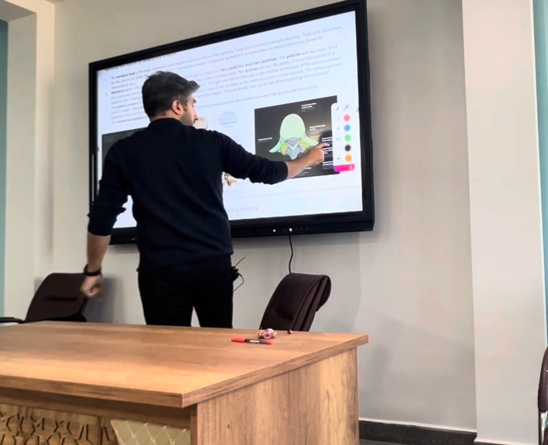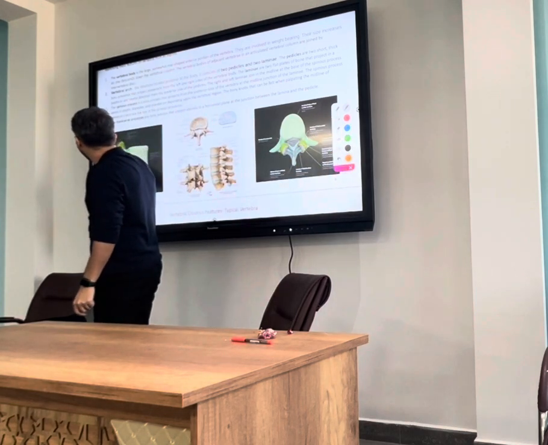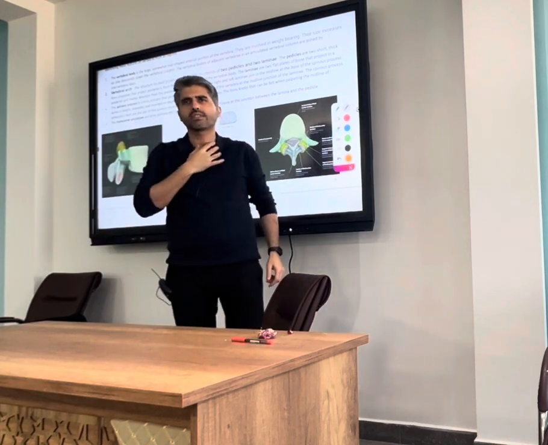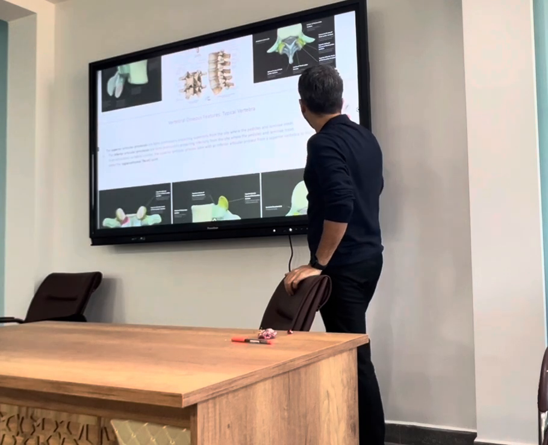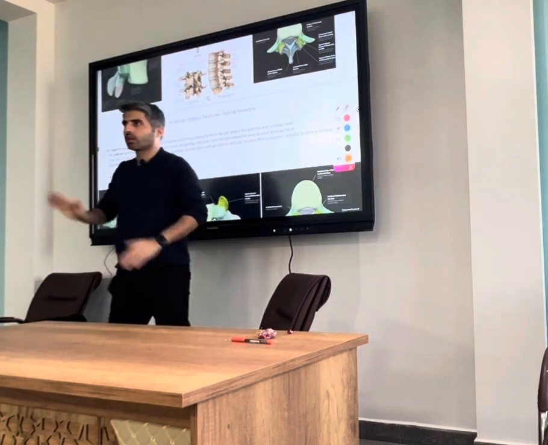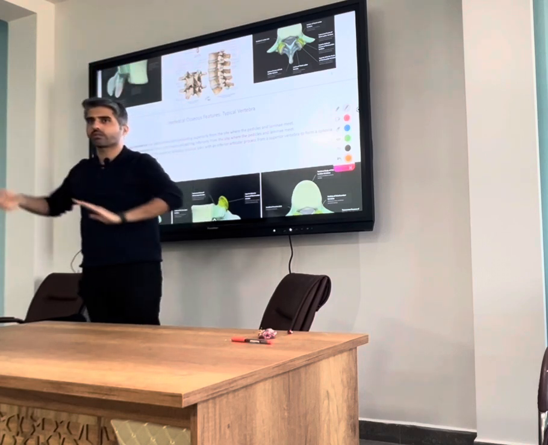In this picture you can see again superior articular process, inferior articular process. What is the meaning of articular? Articulation means joint, because they attach to the up and down. It means two bones attached together.